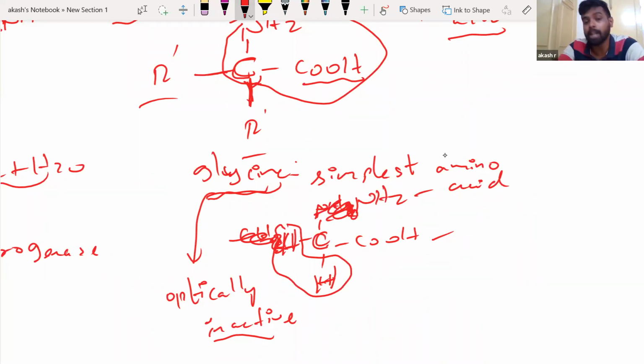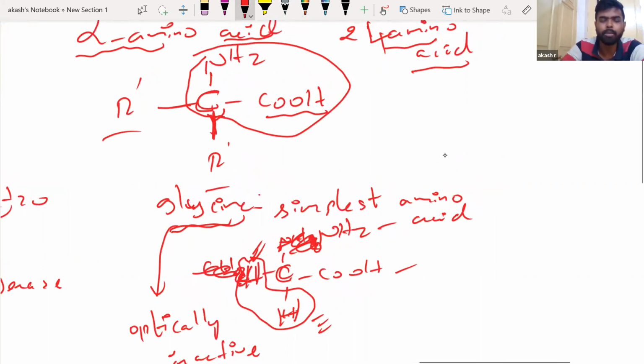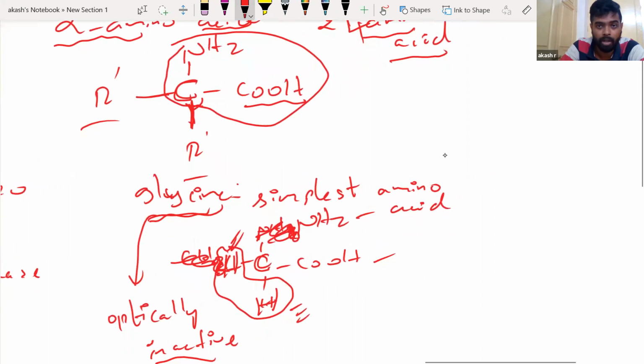But if you look at other amino acids, you will see that there are going to be different groups here. Here there'll be one group, there'll be another group. So all the other amino acids are optically active, right? But glycine alone is the one which is going to be optically inactive.